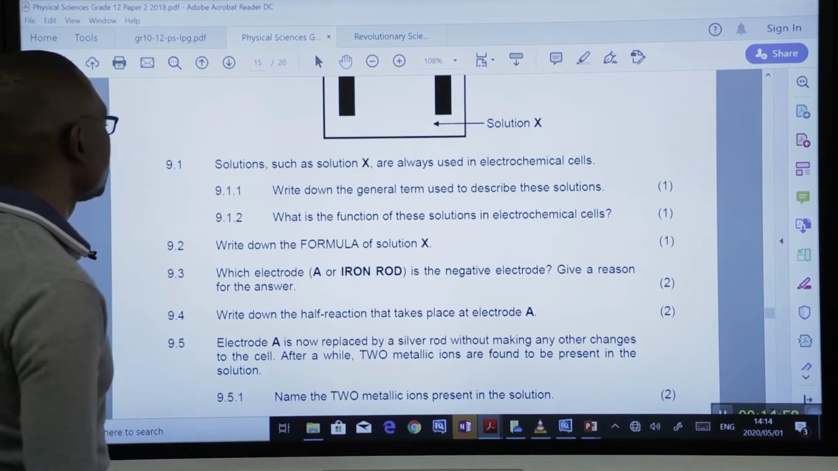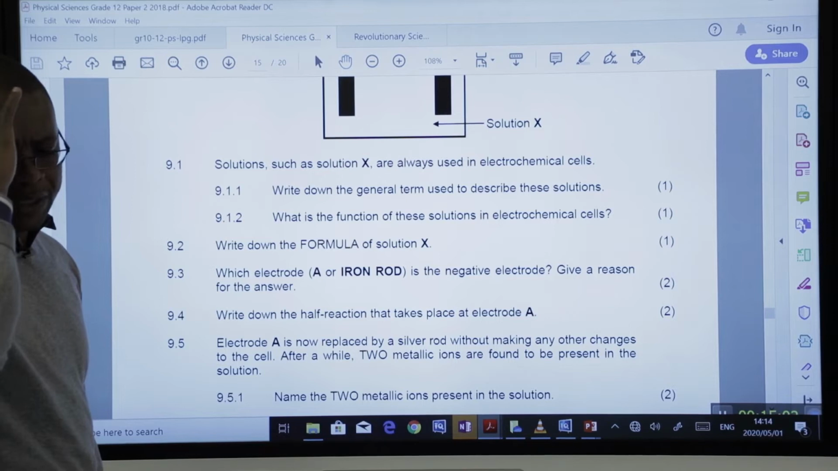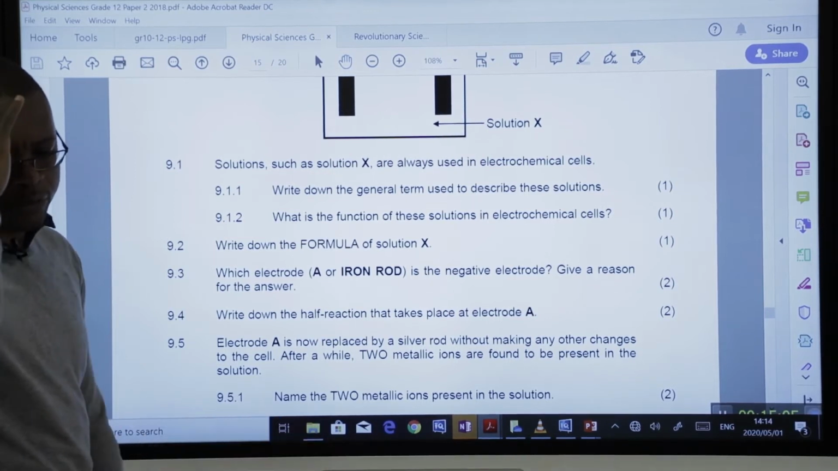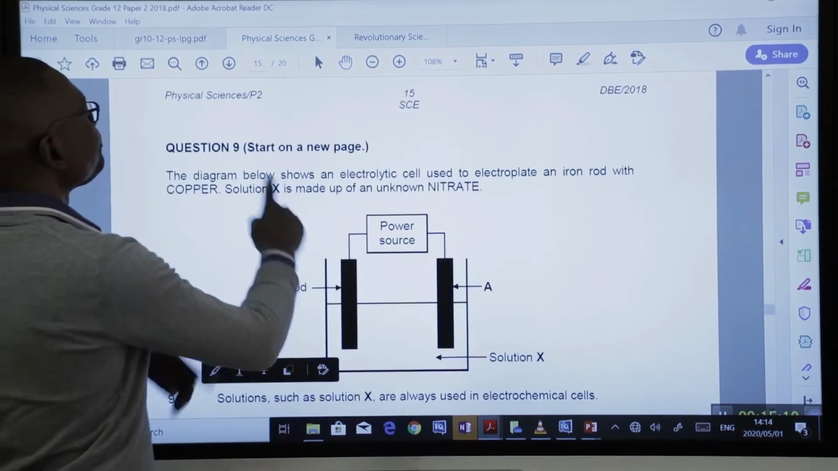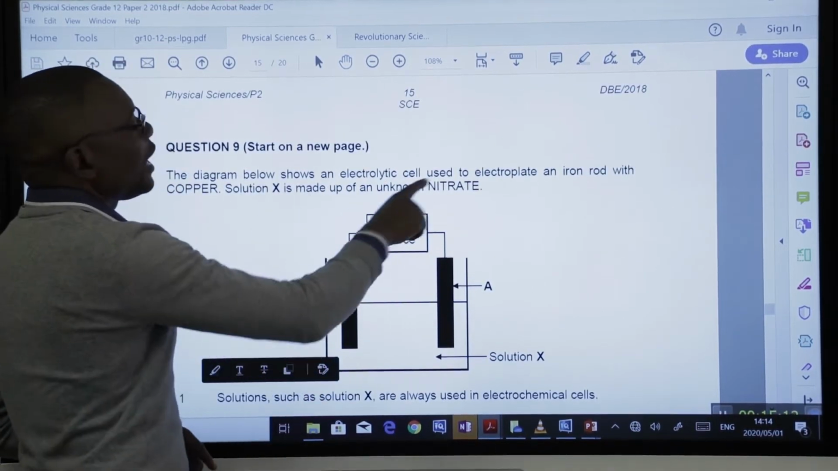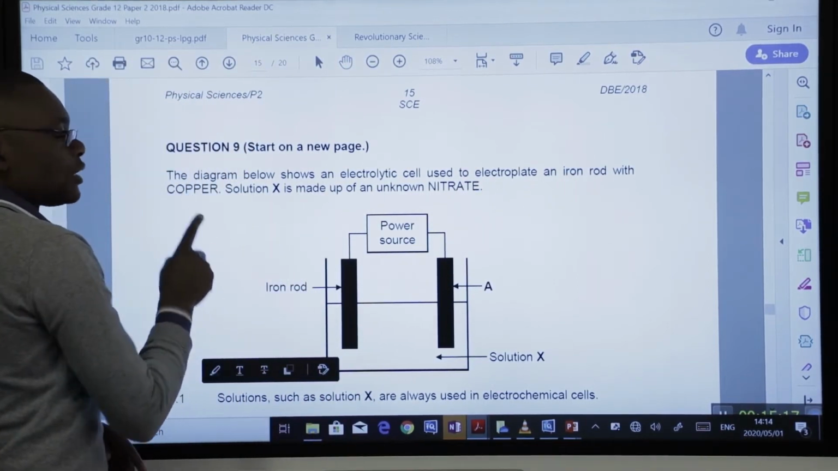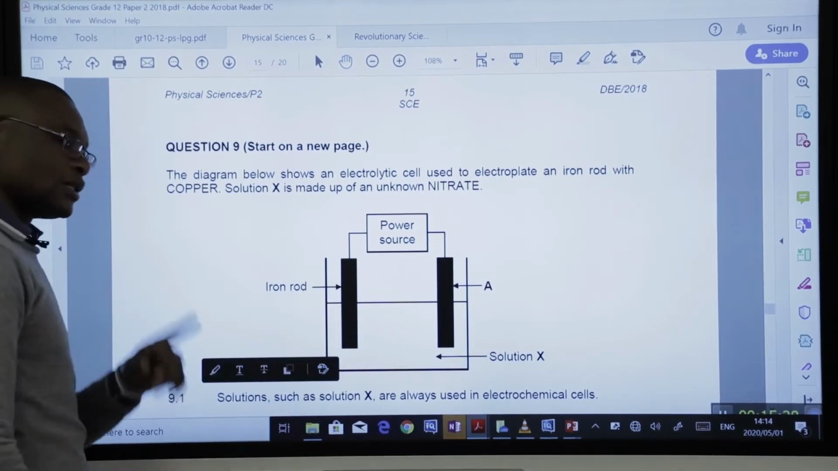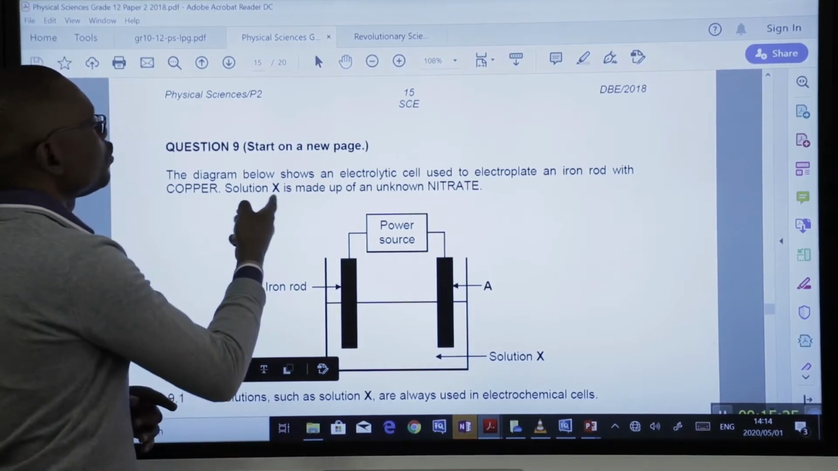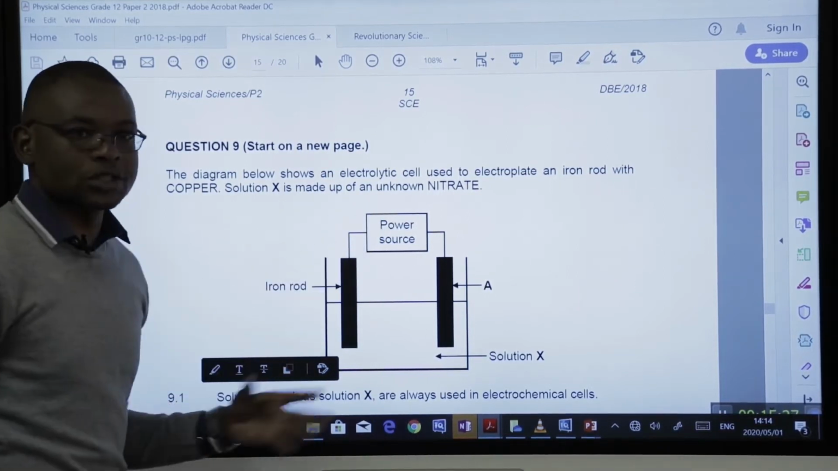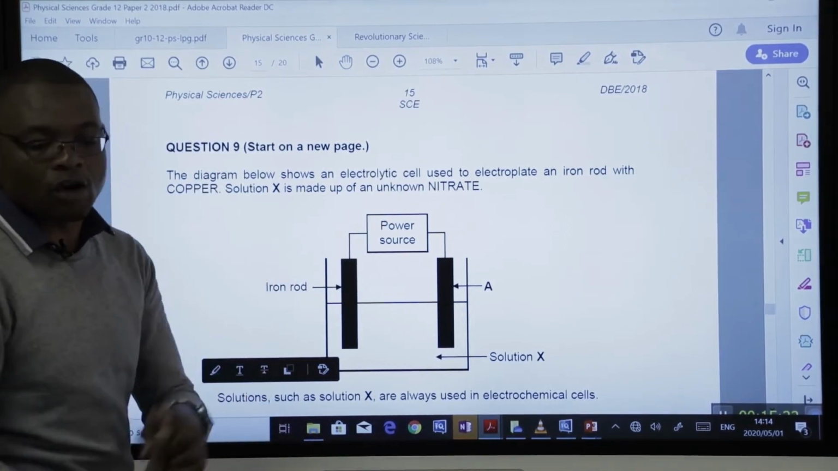So the third question is saying, write down the formula of solution X. How are we expected to know the formula of solution X? Yes, we can, because the instruction is saying we are going to electroplate an iron rod with copper. So meaning that whatever this solution is, it's a copper solution. And so what is it? They are saying solution X is made up of an unknown nitrate. Oh, so let's marry the two, copper and nitrate, to make a copper nitrate.